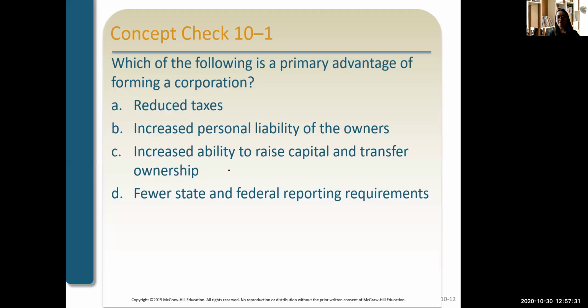So, concept check: which of the following is a primary advantage of forming a corporation? A, reduced tax? No. B, increased personal liability? No. Limited liability? Yes. C, increased ability to raise capital and transfer ownership? That's right. D, fewer state and federal reporting requirements? No.